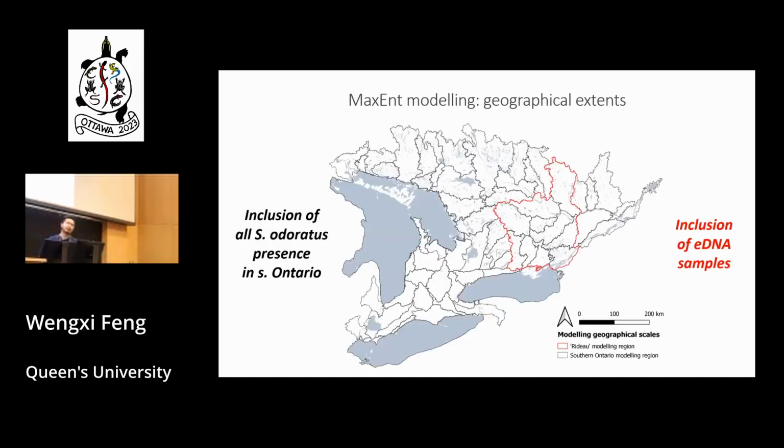And because we only sampled in the red area, while the whole population is distributed across southern Ontario, to counter the different geographical extents we have 2 extents to be modeled. The red boundary is the extent covering all our eDNA sampling locations. On the larger scale is the extent covering all turtle presence in southern Ontario or in Canada.